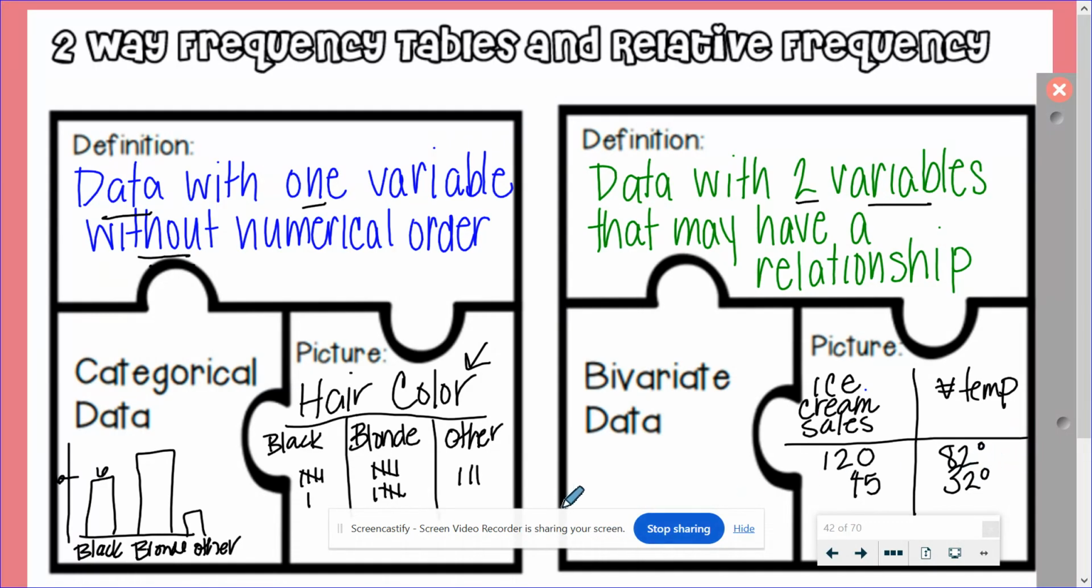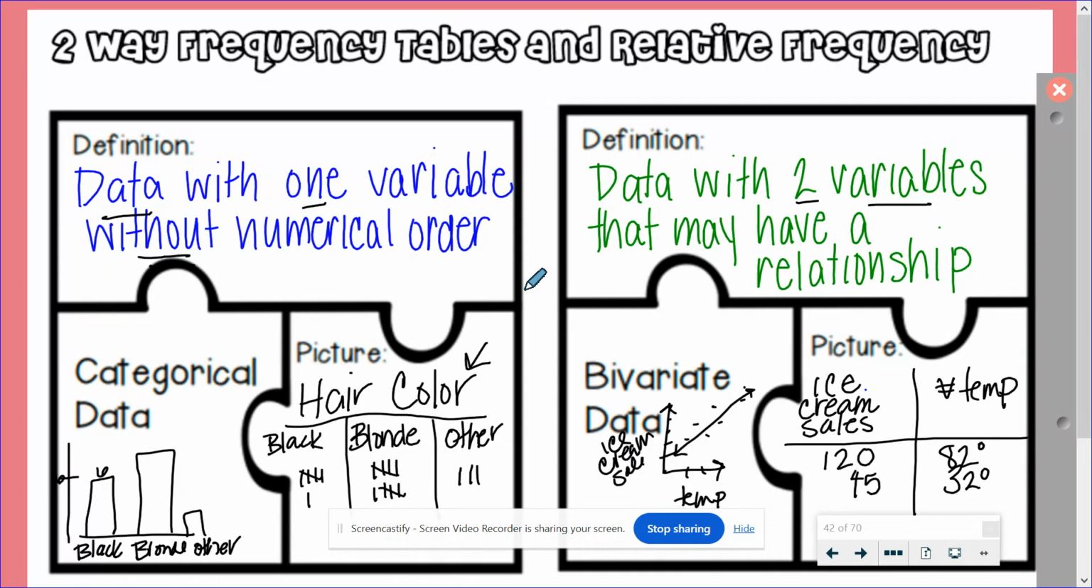So you can see how they differ, because here we were just talking about the one variable, hair color. There was no real numerical data, no relationship. But here we have 2 variables, and they may or may not have a relationship. So in order to find that out, we typically would make a scatter plot where we would put temperature and then ice cream sales, and we would plot these points somewhere on here, and we would look to see, is there a correlation? Could we make a line of best fit through those data points to make predictions?